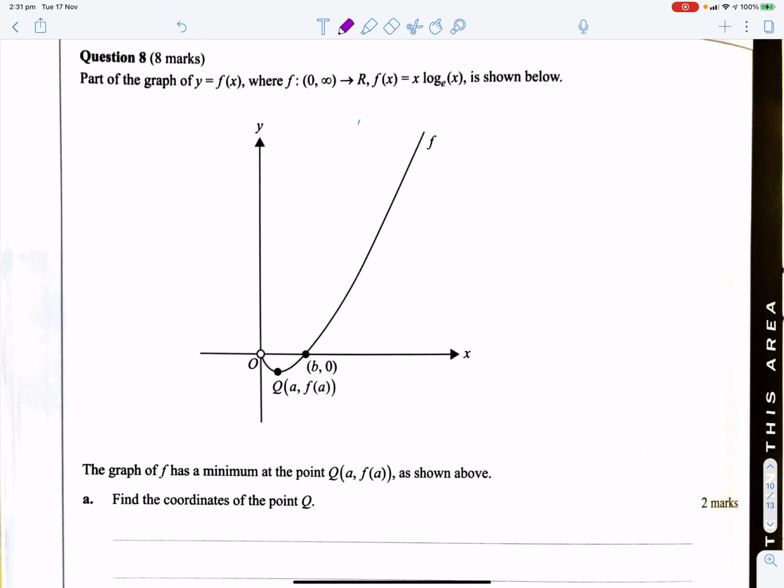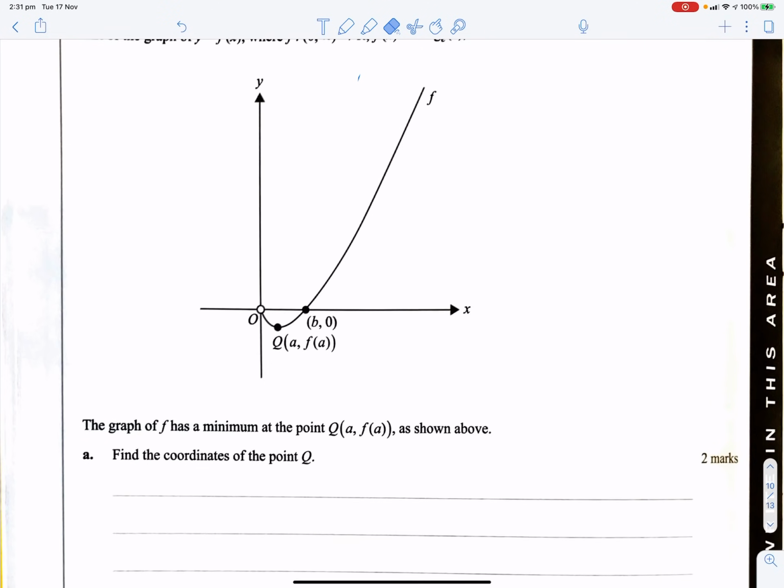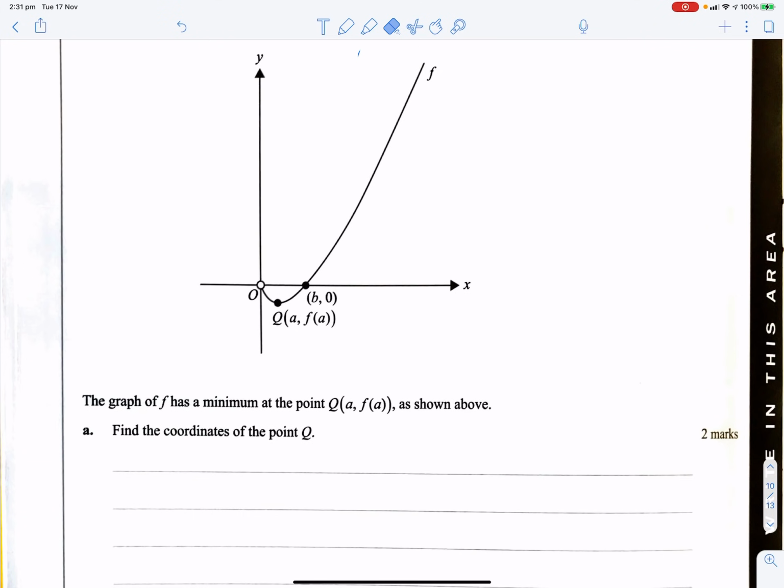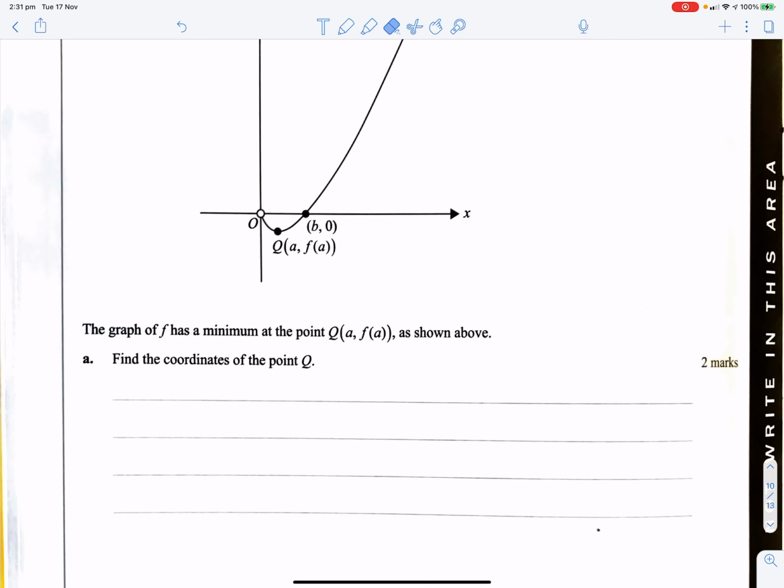I've seen a similar question before. I used it on a practice sack, I think, with the kids. Okay, the graph has a minimum point at A, f of A as shown above. Find the coordinates of the point Q.